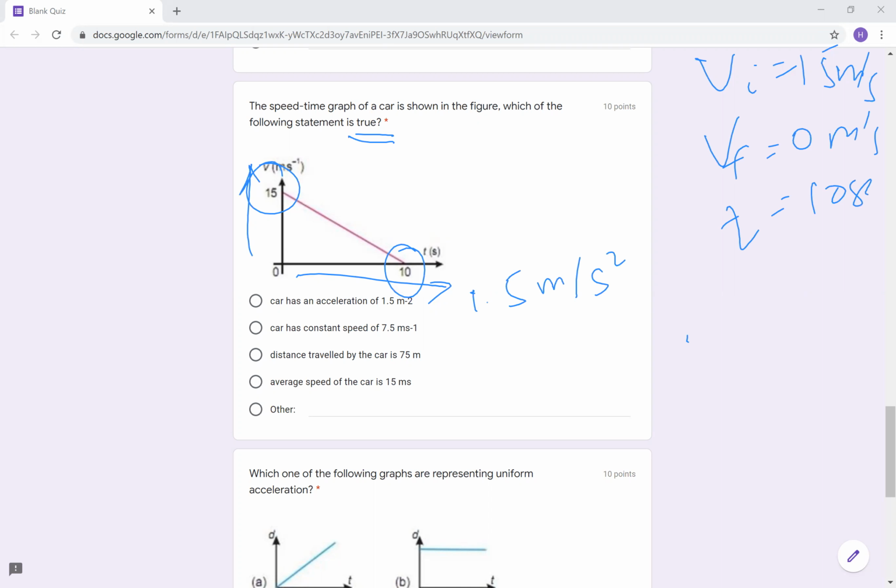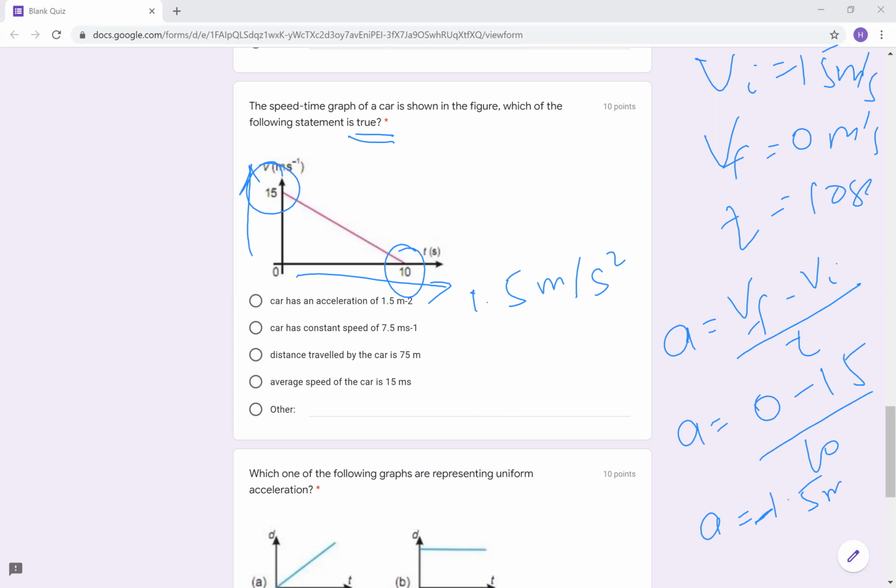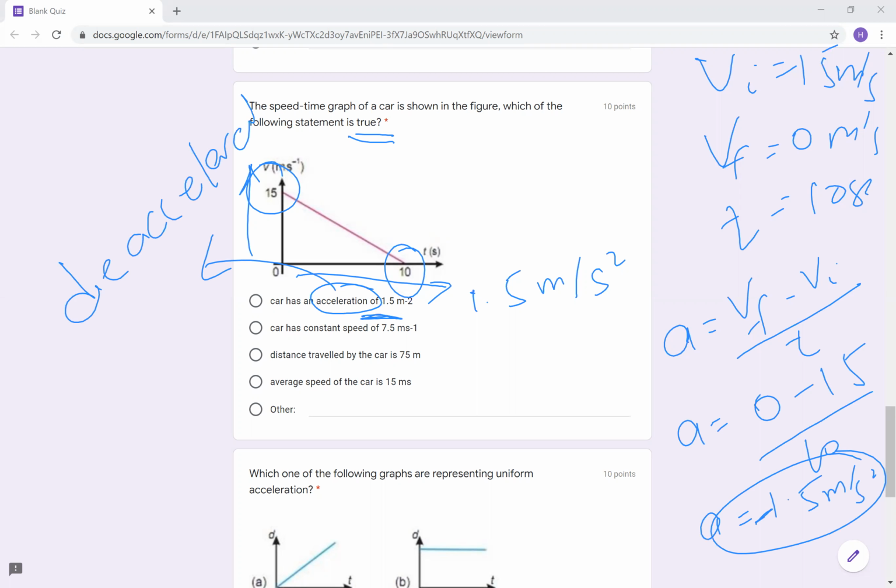Okay, let's see. A is equal to Vf minus Vi divided by T. Here's the formula. A is equal to Vf is how much? 0, minus Vi is how much? 15, divided by time, which is 10. So it turned out to be minus 1.5 meter per second square. Now over here, there is a minus sign, and they are saying about the acceleration. If they would have written deceleration, then we would have chosen this answer.